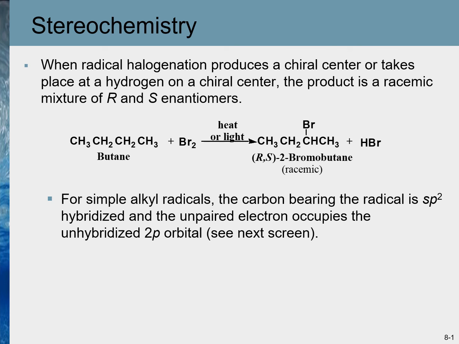Hello everyone. Let's discuss the stereochemistry of radical reactions. When radical halogenation produces a chiral center or takes place at a hydrogen on a chiral center, the product is a racemic mixture of 50% R and 50% S enantiomers.